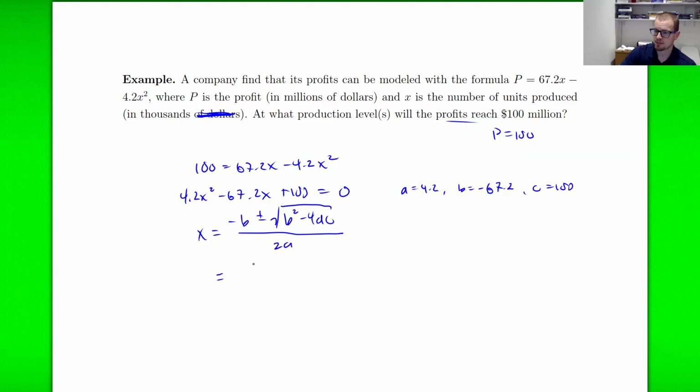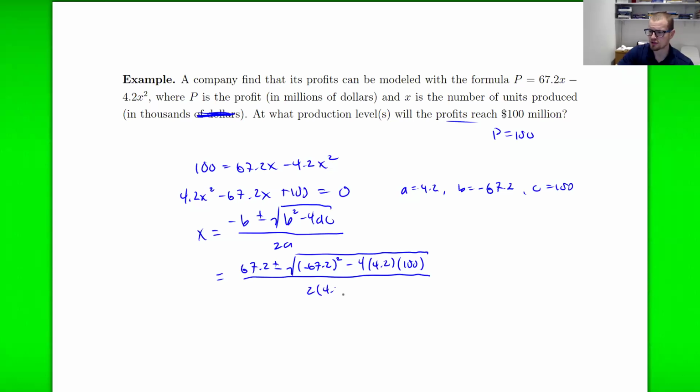So the negative of a negative is a positive, so we have 67.2 plus or minus the square root of b squared. In this case, we want to write it as negative 67.2. It wouldn't really matter because we're going to square it, and that would remove the negative, but plugging in actual values is a good idea. Minus 4 times a, which is 4.2, times c, which is 100. That is all underneath the radical here. And we are going to divide by 2 times the a value of 4.2.